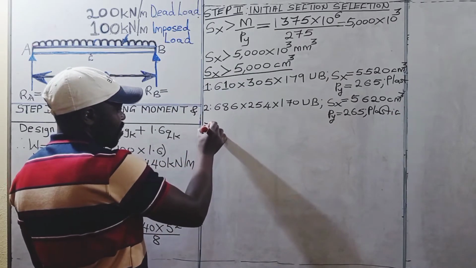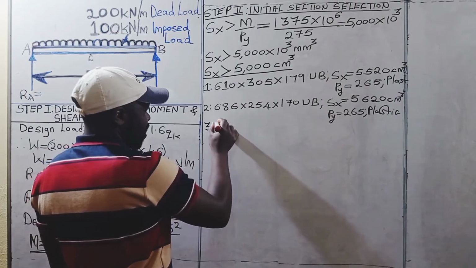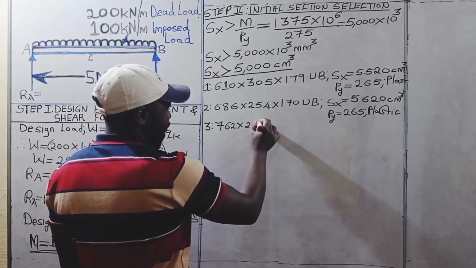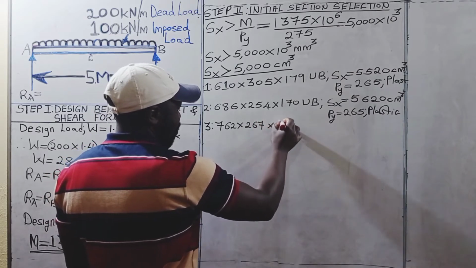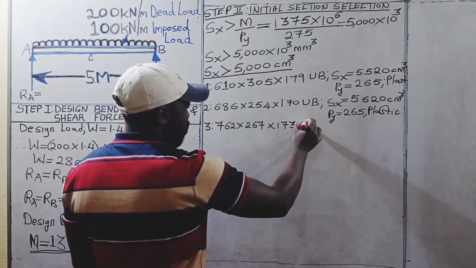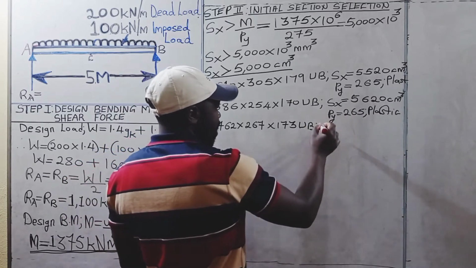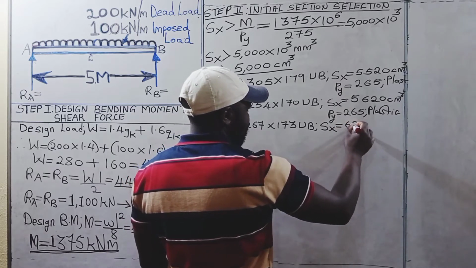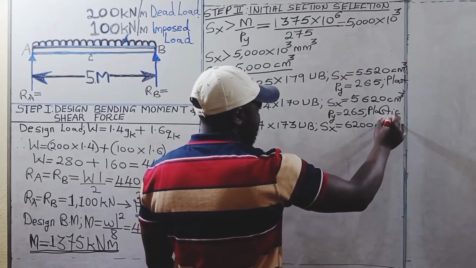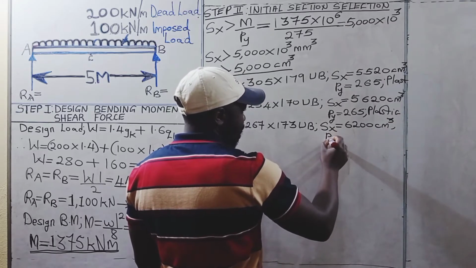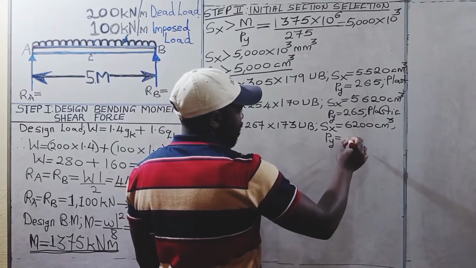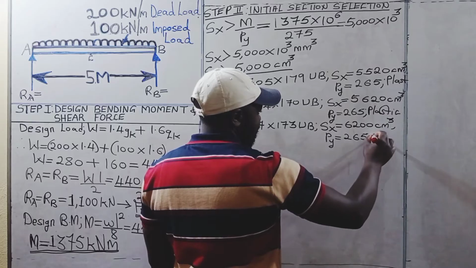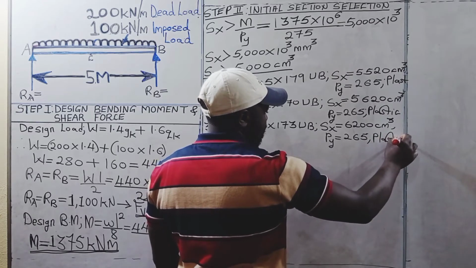Let's try another section, section 3, with a serial size of 762 by 267 by 173 universal beam section. This one has a plastic modulus of 6,200 cubic centimeters with steel strength of 265 newtons per square millimeters, being classified in class 1 plastic.